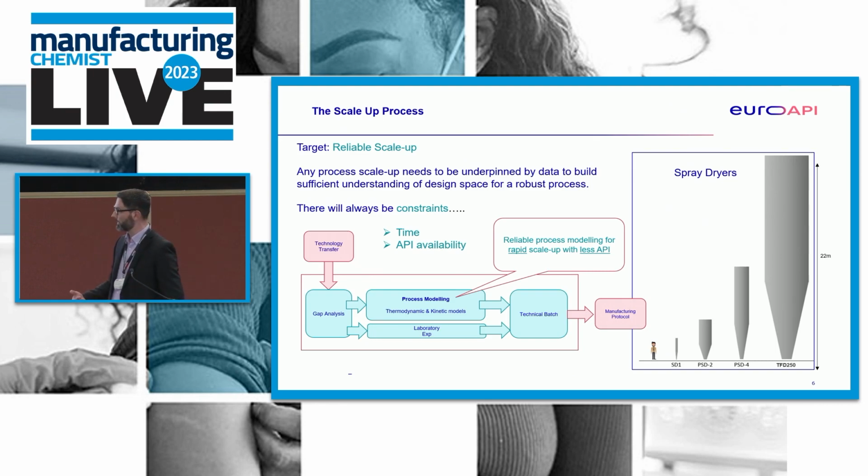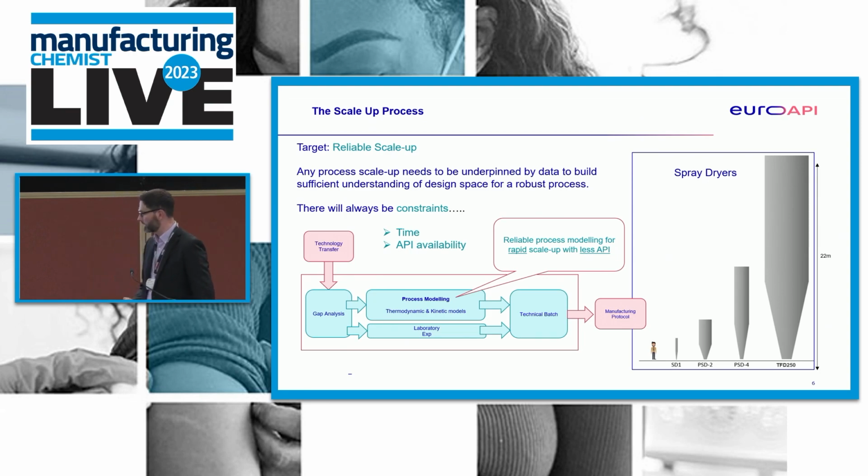So when we start a project, we do a technology transfer, we'll look at a gap analysis, what are the key differences between what's already been done and what we're looking to do. Do those differences matter? How much attention do we need to pay? We'll then get into the process modeling, generally on thermodynamics and kinetics. We might do some laboratory experiments as well in parallel, and then we'll basically try and prove that with what we call a technical batch before we then go into the final manufacturing protocol. But the idea is always to try and do this with the minimum amount of API as a main driver.